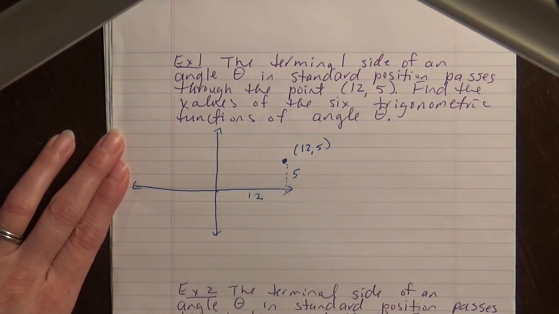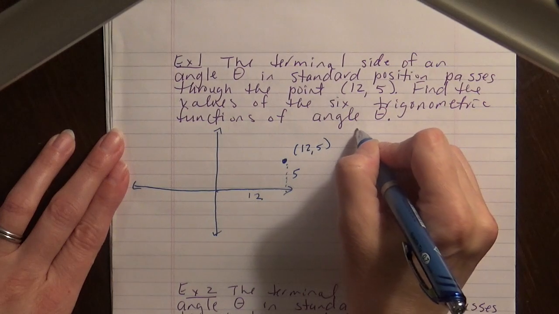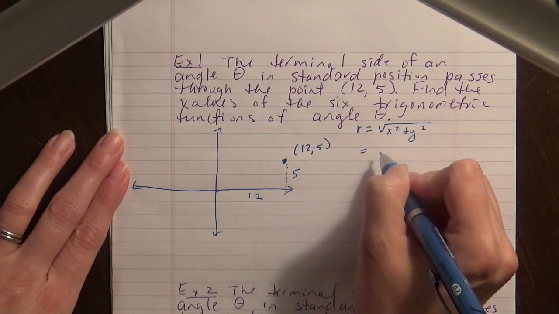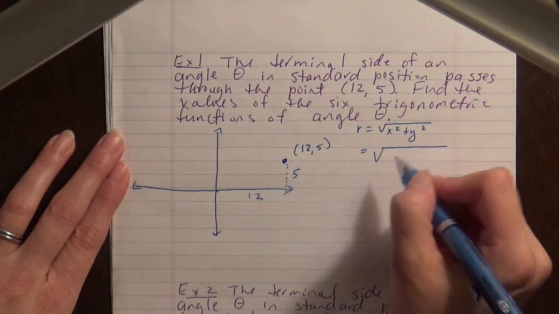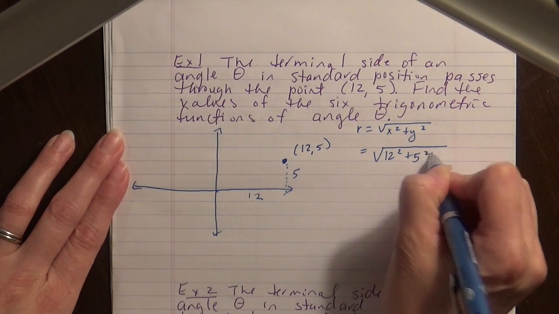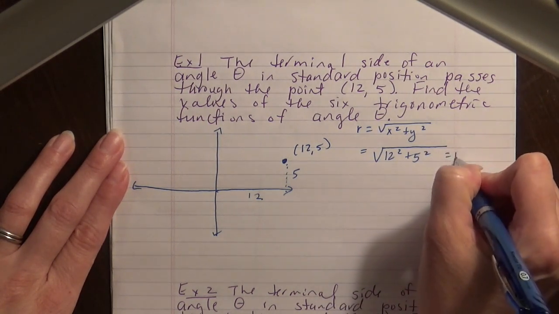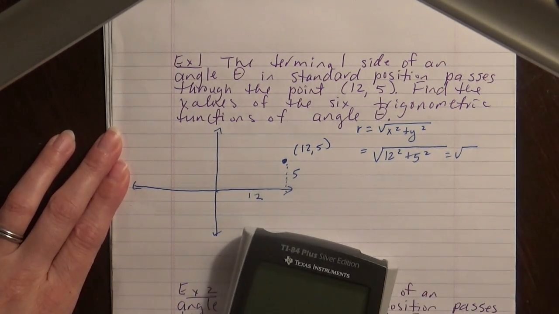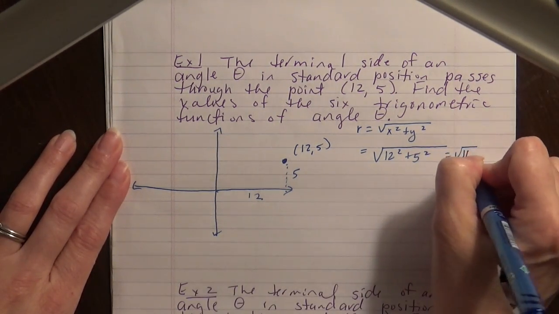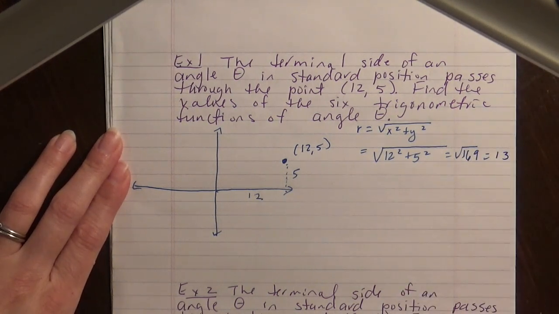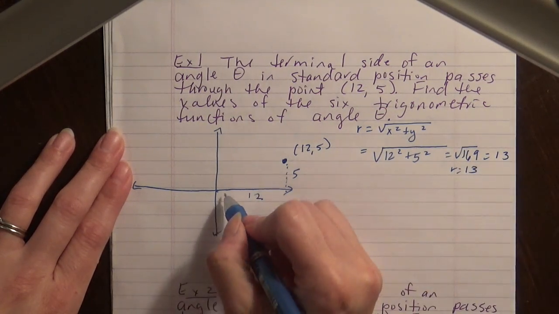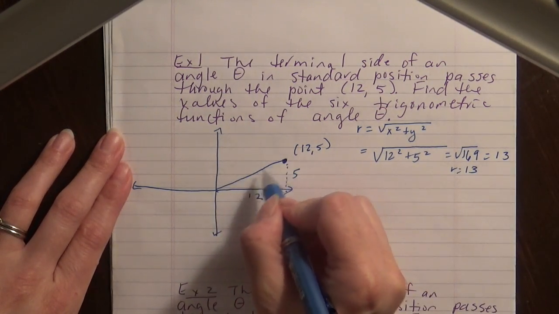I need my radius in order to get all of these trig values. So to get my radius, I'll do my formula r equals the square root of x squared plus y squared. So that would be the square root of 12 squared plus 5 squared. This gives me the square root of 144 plus 25. 144 plus 25 is 169. And the square root of 169 is 13. So r is equal to 13. And I could put this in for my radius. My radius is 13.